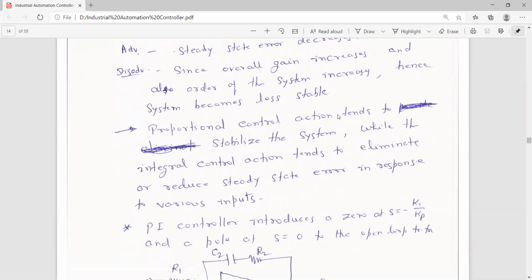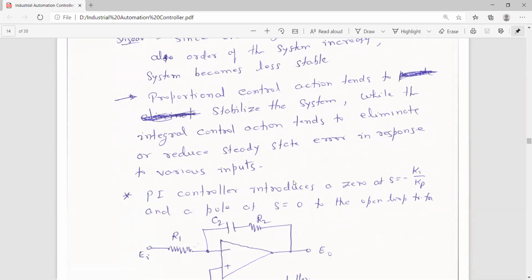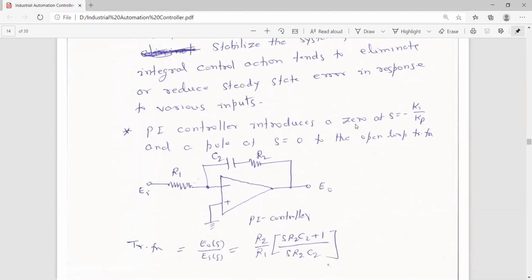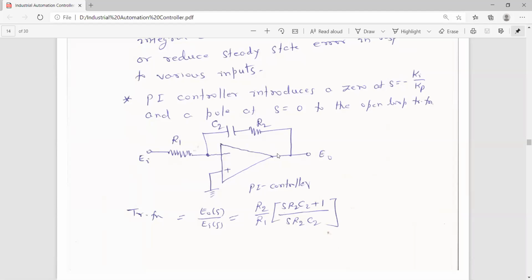Again, proportional control action tends to stabilize the system. If we combine them, as a summary point, the proportional controller tends to stabilize the system, while the integral control action tends to eliminate or reduce the steady state error in response to the various inputs. Now, if you simplify, you will find there is a zero at s equal to minus Ki by Kp and a pole at s equal to 0. Then in the form of an operational amplifier, this realization is there.